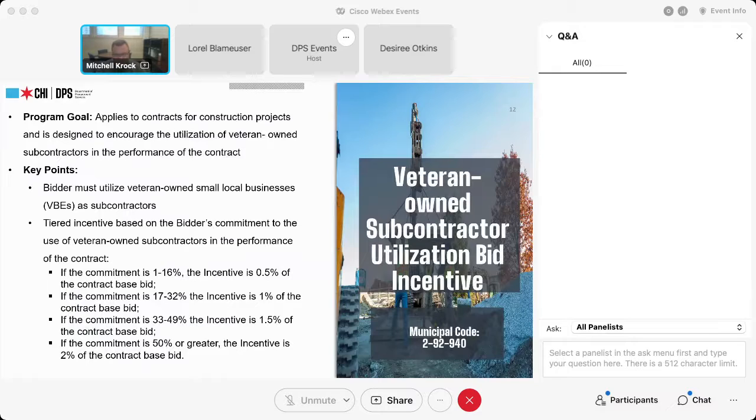To qualify, the bidder must utilize veteran-owned small local businesses as subcontractors. Keep in mind, for this incentive, we're talking about city-certified veteran-owned businesses. If you are not certified as a veteran-owned business with the city and you think you may qualify, keep in mind that pursuing that certification with the city may allow you to qualify for this incentive going forward as a subcontractor. And it is a tiered incentive based on the bidder's commitment to effectively how much veteran-owned subcontractor participation they're going to have on the compliance plan.